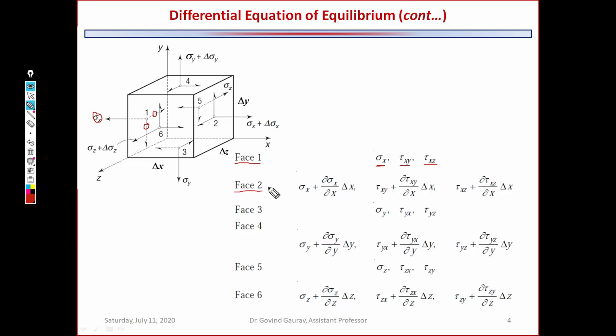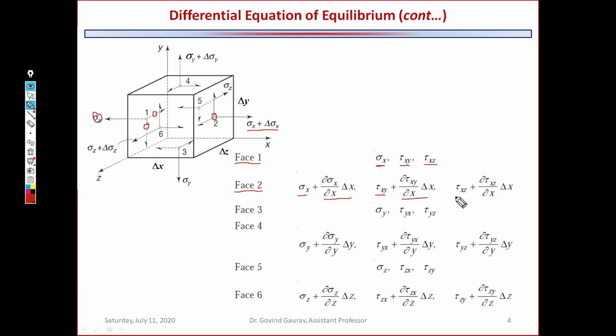As the values of the stress vary from point to point, other phases will be subjected to other values of the stresses. So at point 2, again it will have two values of the shearing stress and one value of the normal stress. So the values of the stress acting on phase 2: the normal stress will be sigma x plus the partial derivative of sigma x with respect to the x axis. The other would be the shear stress plus the partial derivative of the shearing stress with respect to the x axis.